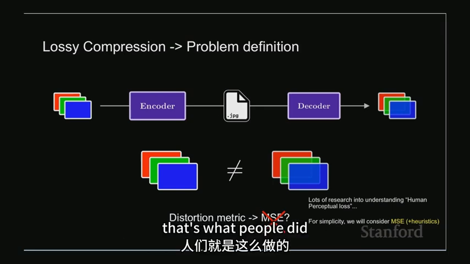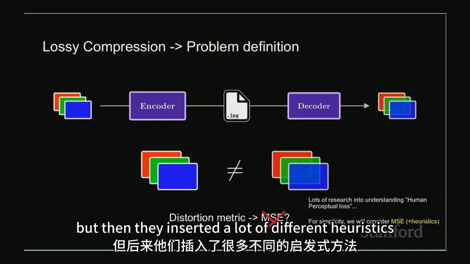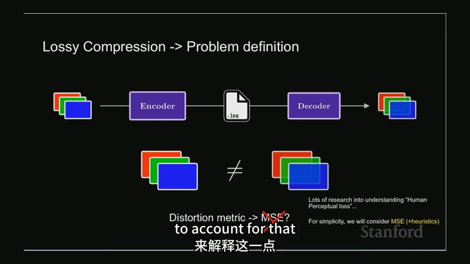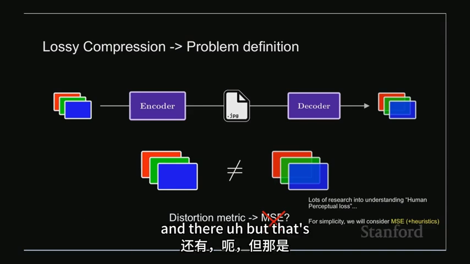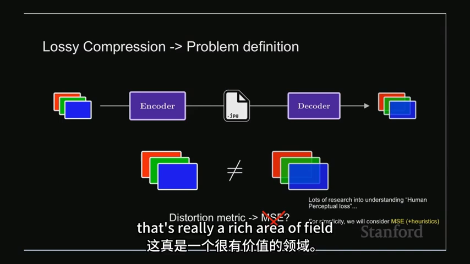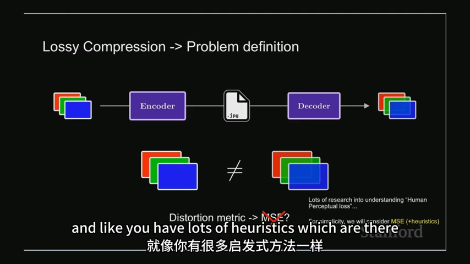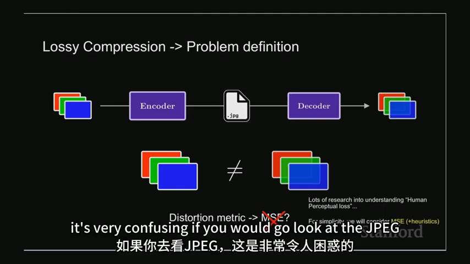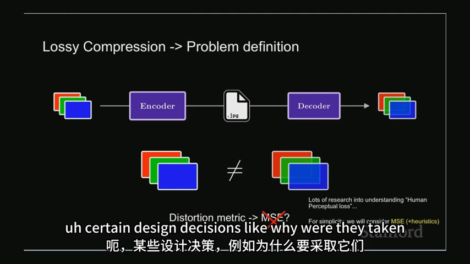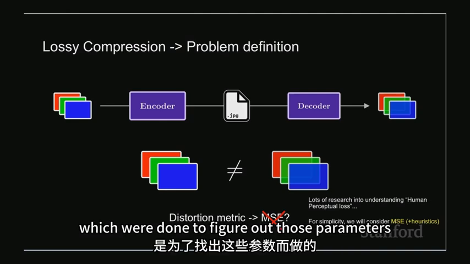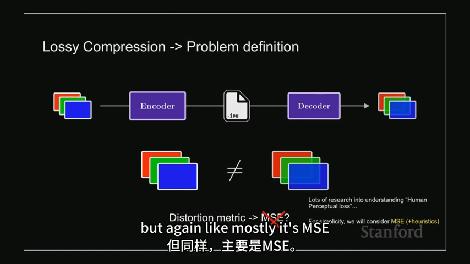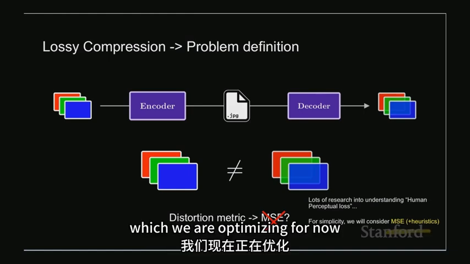What you will see is that's what people did when they were initially designing JPEG. But then they inserted a lot of different heuristics at different places to account for the fact that human vision acts in a certain way and MSE is flawed. So they changed some of the design parameters here and there. That's really a rich area, with lots of heuristics. Sometimes it's very confusing if you look at certain JPEG design decisions and wonder why they were taken. Later on you realize there were some subjective experiments done to determine those parameters. But again, mostly it's MSE that we are optimizing for now.